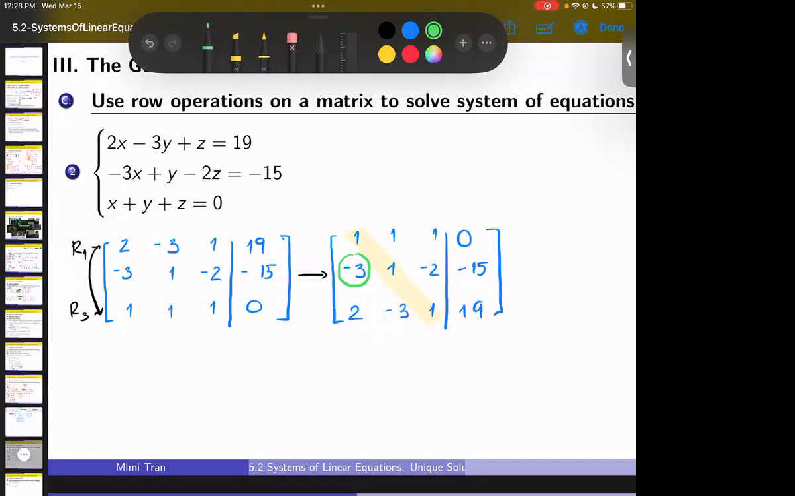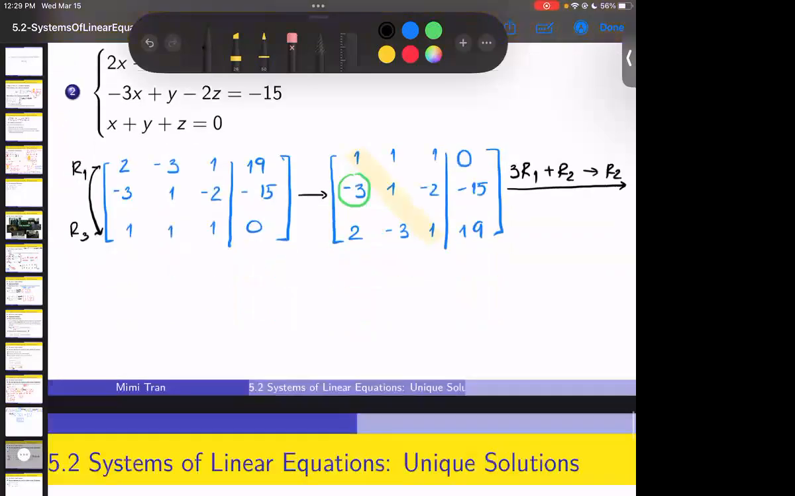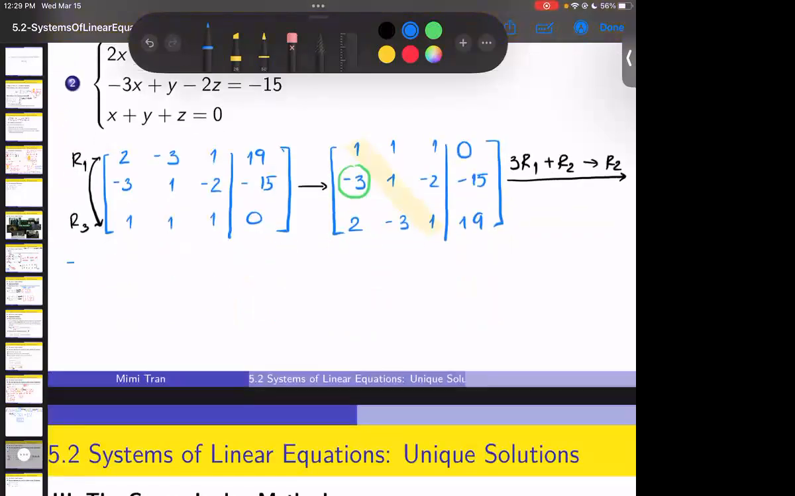Let's do one at a time. Any suggestion? How do I make the -3 a 0? What number should I multiply to what row? Add to row 2. Yeah, +3 times what row? Row 1, right? Add to row 2. Now I have a new row 2. Remember, the only row changing is the second row. Everybody else stays the same.